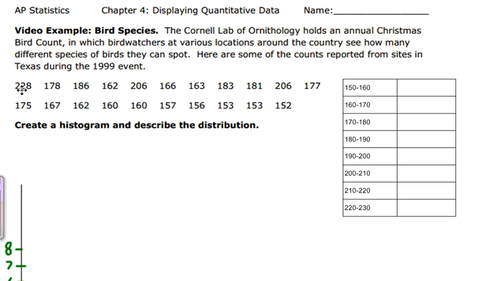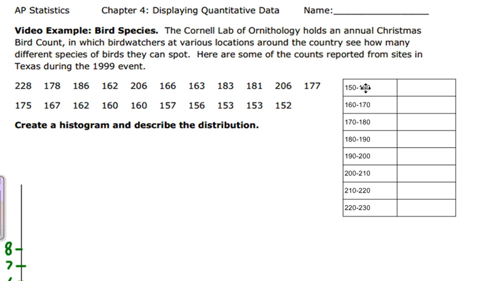So the easiest way I thought to separate these would be to go by tens, and just to make it nicer, to start at 150 and just go up by tens. So since my data ranges from 152 to 228, I need to go from 150 to 230. That gives me 8 bins. What I then do is I see how many numbers fall in between these two values.